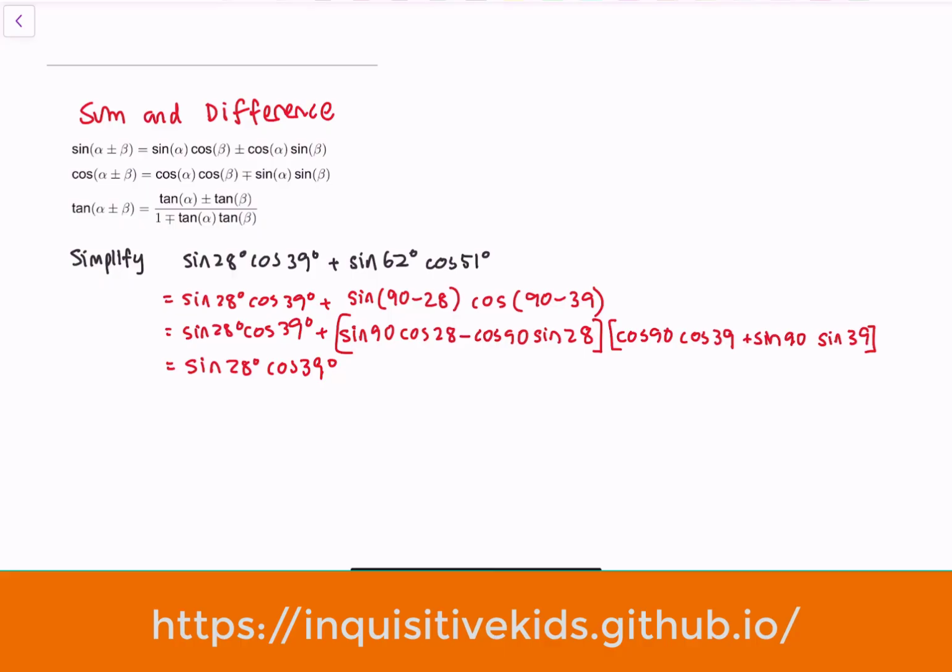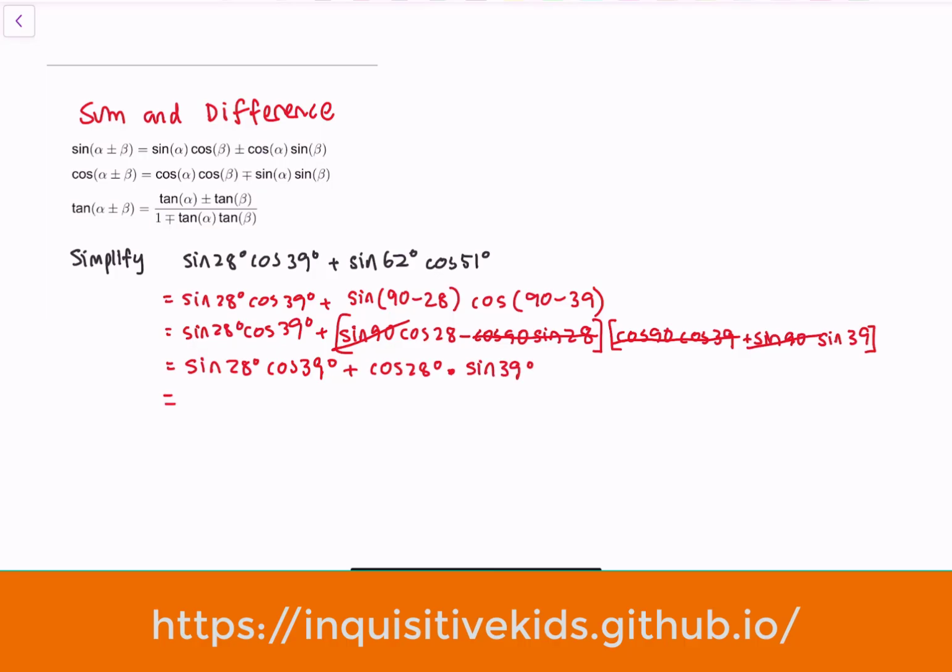Now, we already know what sine 90 is. That is just 1. And cosine of 90 is 0, so 0 multiplied to anything is 0. We're left with cosine of 28 degrees times, now what do we have in the second brackets? Cosine of 90 is equal to 0. Sine of 90 is 1. We have sine 39 degrees.